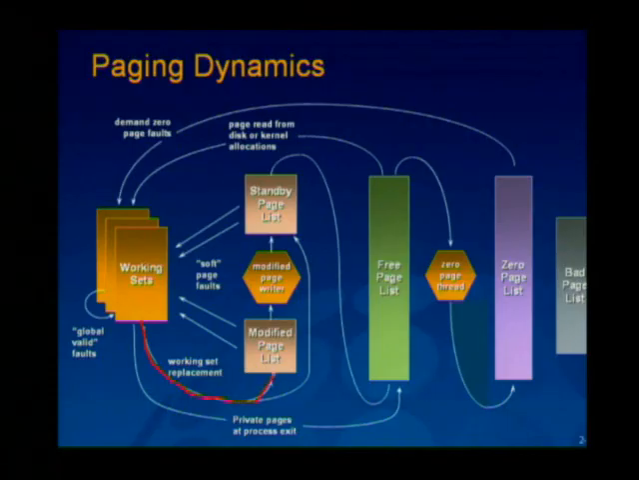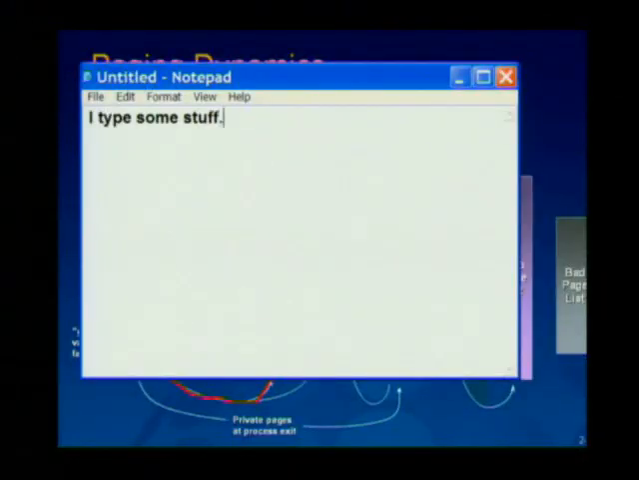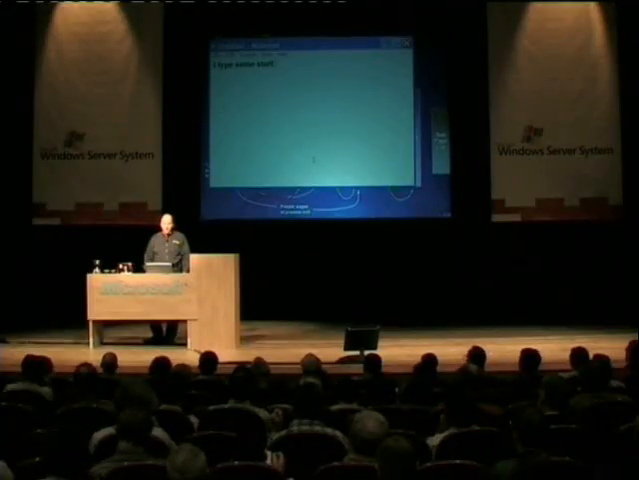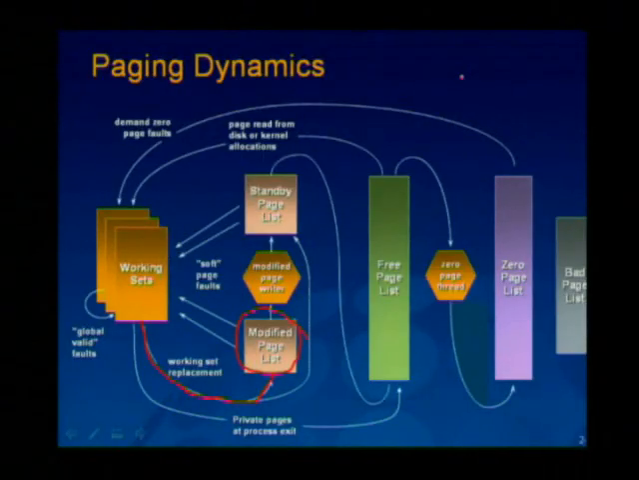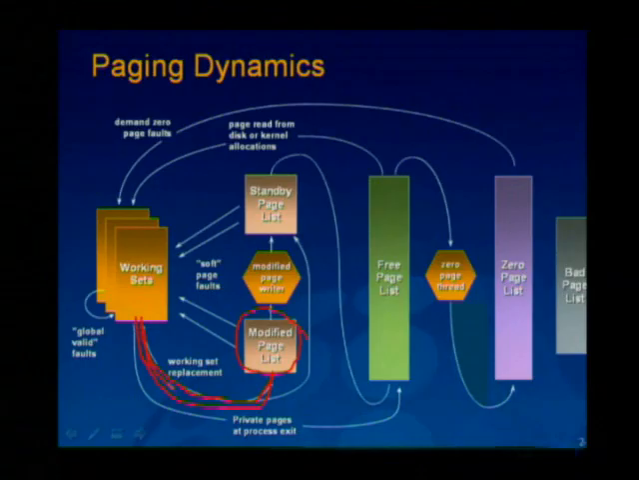If the page was modified, it goes to the modified list. Now, what do I mean by modified? The program modified the data in memory. Go back to Notepad. I type some stuff. There is a page of memory right now that has that text in it. It's been modified. So were I to minimize Notepad and run other stuff for the next 5 days, what would happen to the working set of Notepad? Down, down, down, down, down. So let's talk about where its working set would go. The private modified page that contained that text goes to the modified list. The unmodified parts of the process go to the standby list.